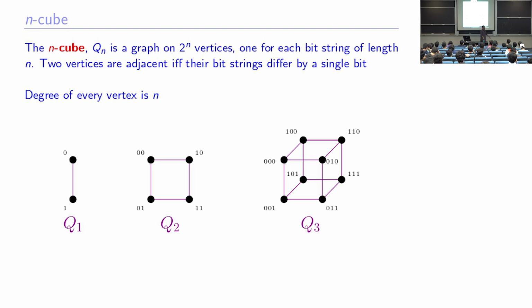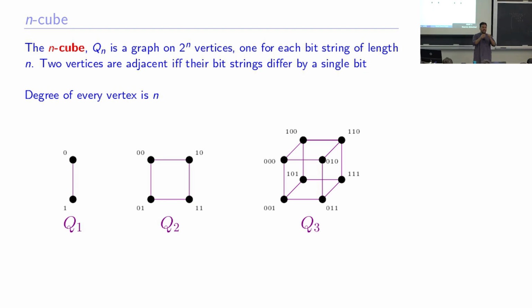Okay, so how many bit strings of length n are there? 2 to the n. So Q sub n is a graph where there is a vertex corresponding to each unique bit string of length n. And now 2 vertices are adjacent if the corresponding bit strings have exactly 1 bit different. Okay, you know the Hamming distance.